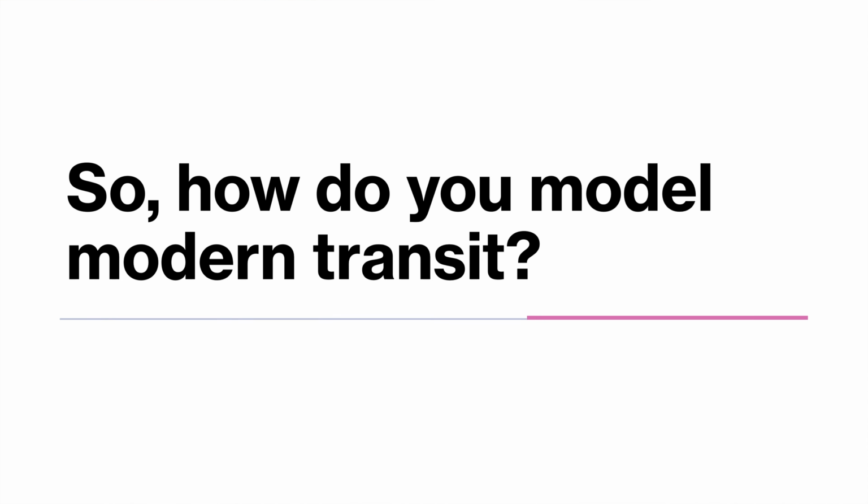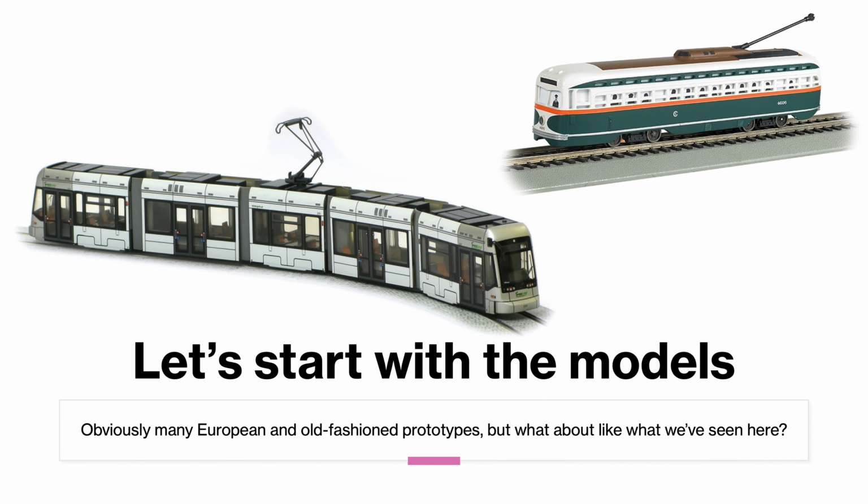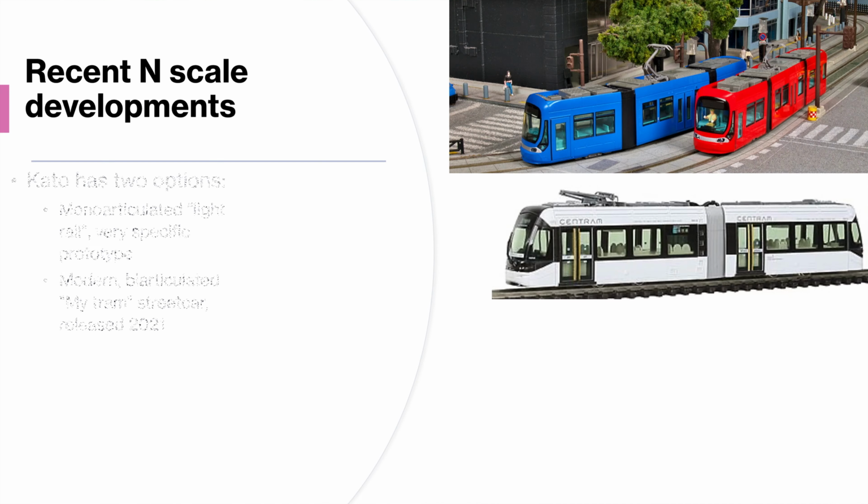modern transit system. So, now that we've covered the details of DMUs, how exactly would you model modern transit? Well, let's start with the vehicles. Obviously, there are many European models and many old-fashioned North American models, but what about the stuff that we've seen here? Well, currently, there are no streetcars available. Two people, I believe: Island Model Works on the left, they actually do have a prototype 3D printed in O scale, and on the right, Interurban Models is actually working on multiple scales of the Brookville Liberty streetcar, but currently, to my knowledge, there's nothing really good on the market, except what you can find in N scale.